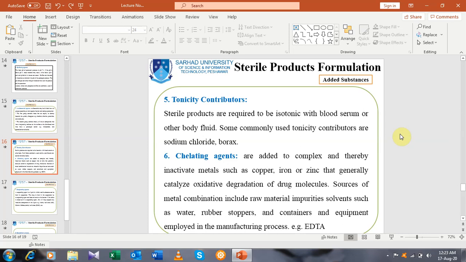These are the sources of the metal contamination, which is why different chelating agents are used in order to inactivate the metal. Impurities, solvents, water, rubber, stoppers, containers, and equipment are involved in the manufacturing process of sterile formulation and can introduce certain metals like copper, iron, or zinc. The example of chelating agents includes EDTA, that is ethylene diamine tetraacetate, which is used as a chelating agent.